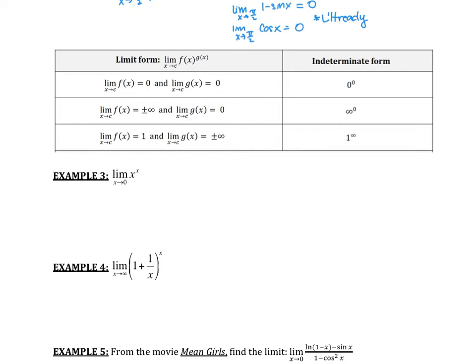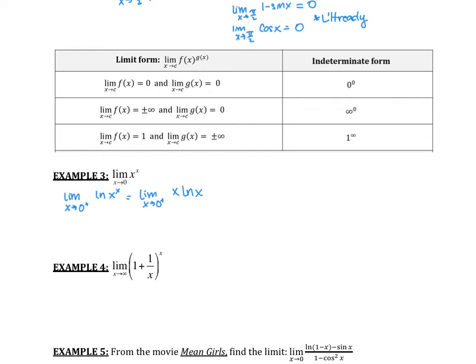Just watch. The first thing I'm going to do is take the limit as x approaches 0 from the right, and instead of x to the x, I'm going to write it as the natural log of x to the x. In doing so, I can rewrite this limit as the limit as x approaches 0 from the right of x times the natural log of x, using my properties of logs.